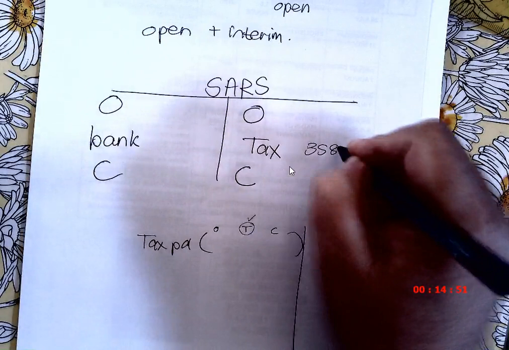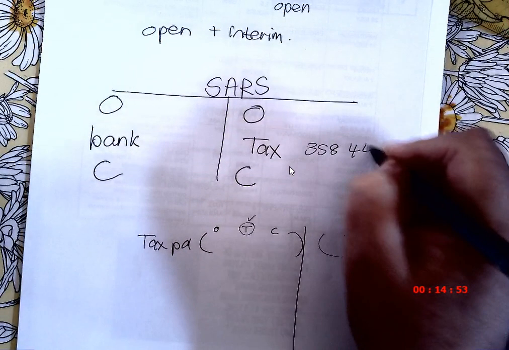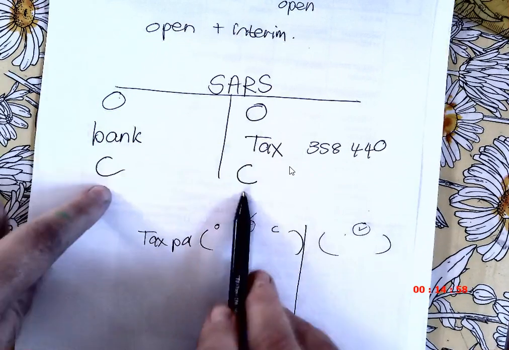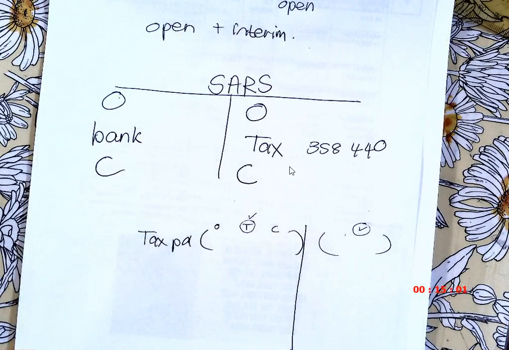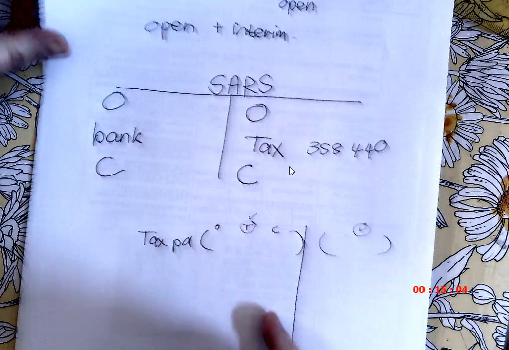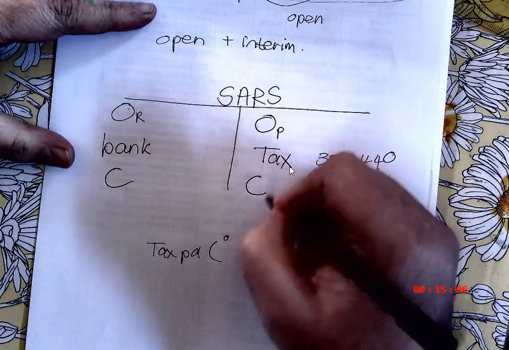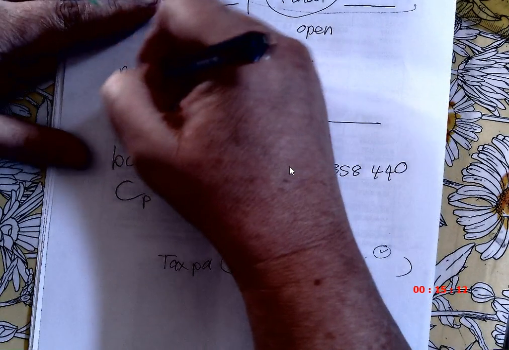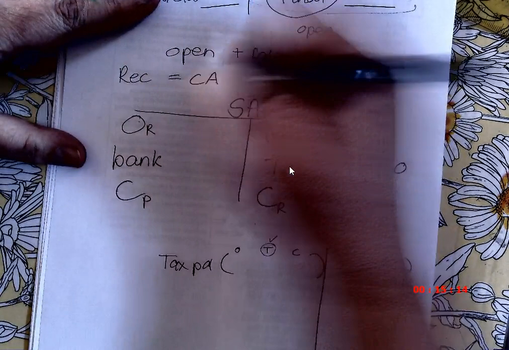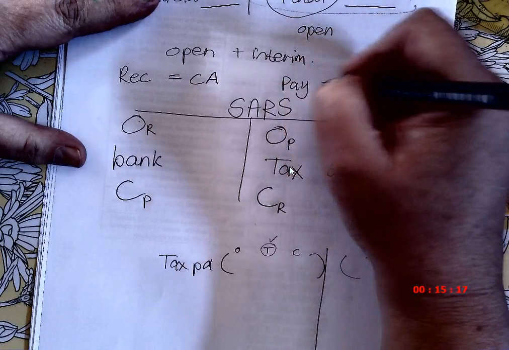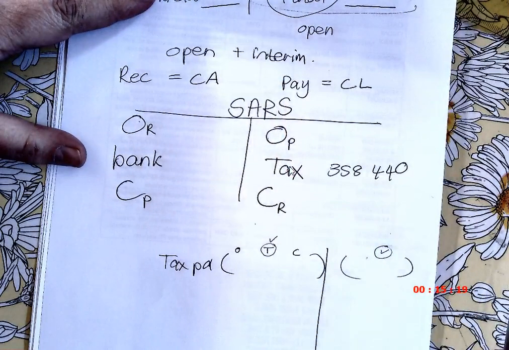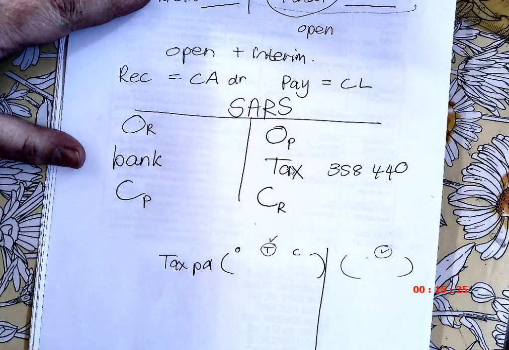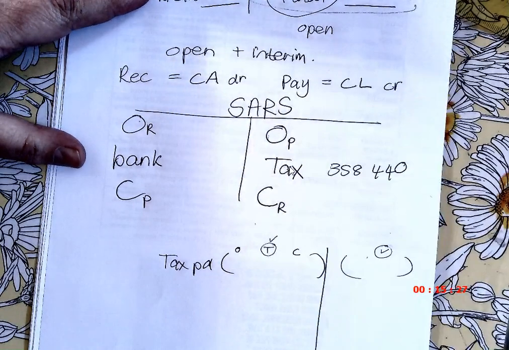358,440. Okay. Now, these guys here can be troublesome. So this is why I will always remember the following. Receivable and payable, receivable and payable. Receivable being a current asset. Payable being a current liability. Receivable meaning it's a debit. Payable meaning the balance is a credit.